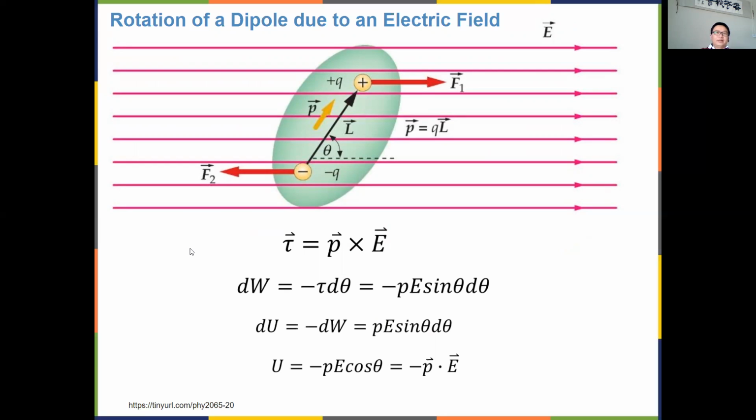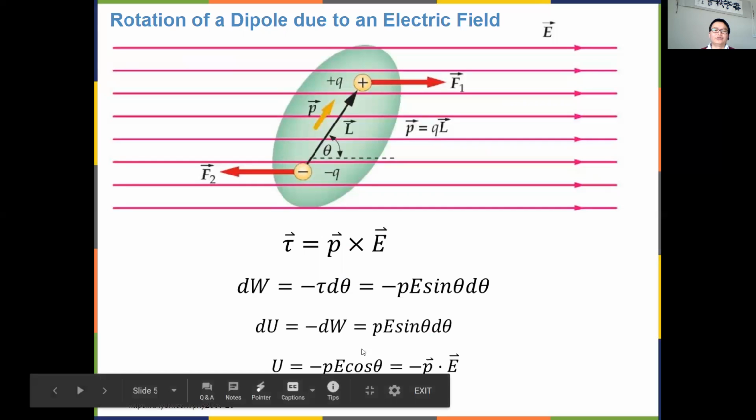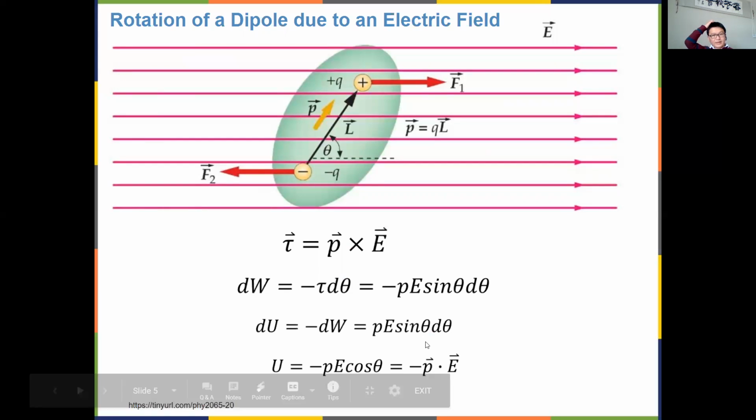Under the influence of the electric field, a dipole can reorientate due to the electric force on the two charges. The torque it experiences will be P, the dipole moment, cross the electric field, okay? And the energy involved in this reorientation is minus PE cosine theta, which is minus P dot product E, for these two vectors.